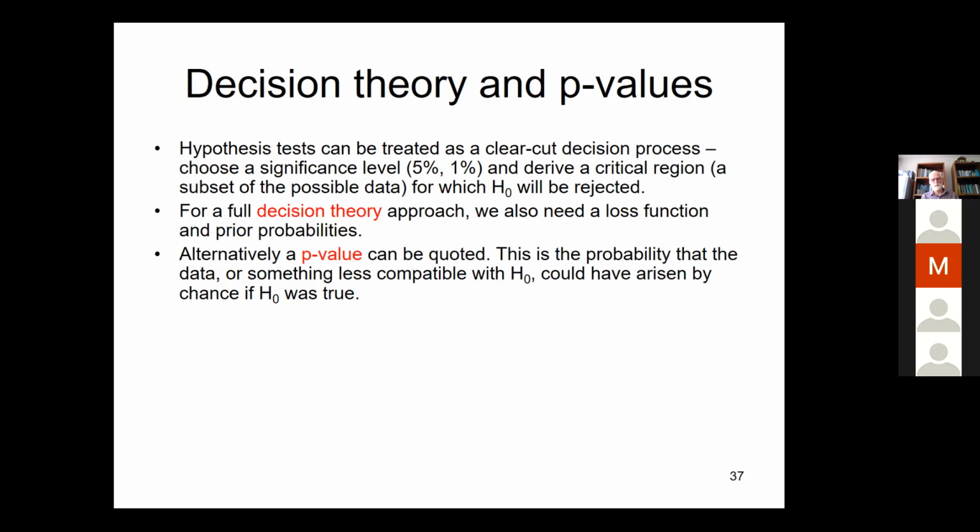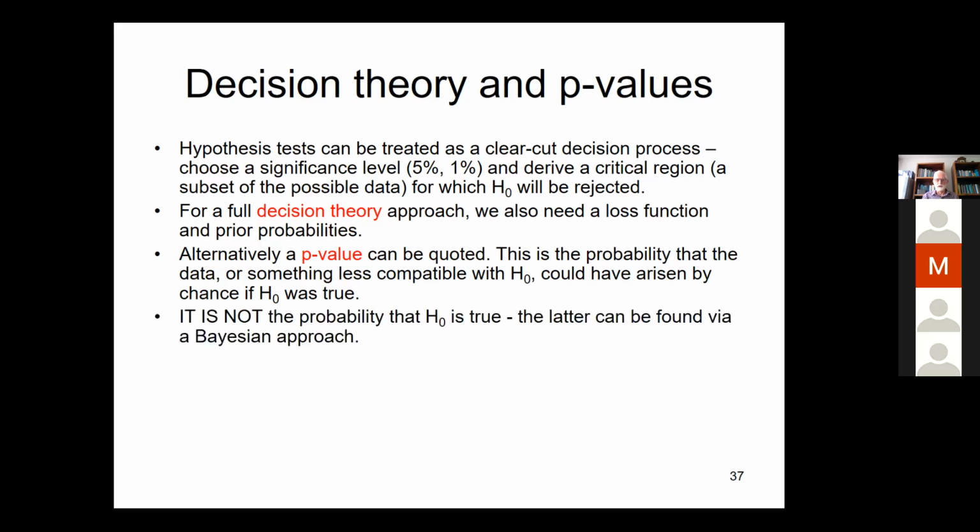Another thing that appears often is p-values. Not so much in atmospheric science, I don't think, but p-values are ubiquitous. It's the probability that the data or something less compatible with H0 than the data could have arisen by chance if H0 was true. And it's not the probability that H0 is true. This is so often misinterpreted. You can find the probability that H0 is true by a Bayesian approach, but not a p-value. A p-value is the probability of the data or something less compatible with H0 having come about if H0 was true. It's not the probability that H0 is true.